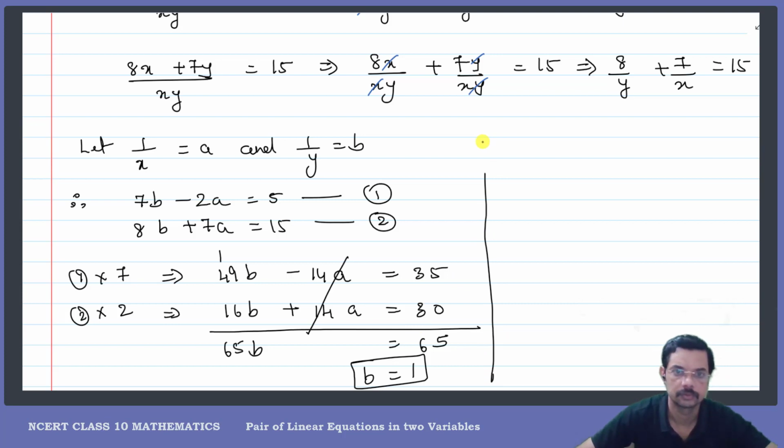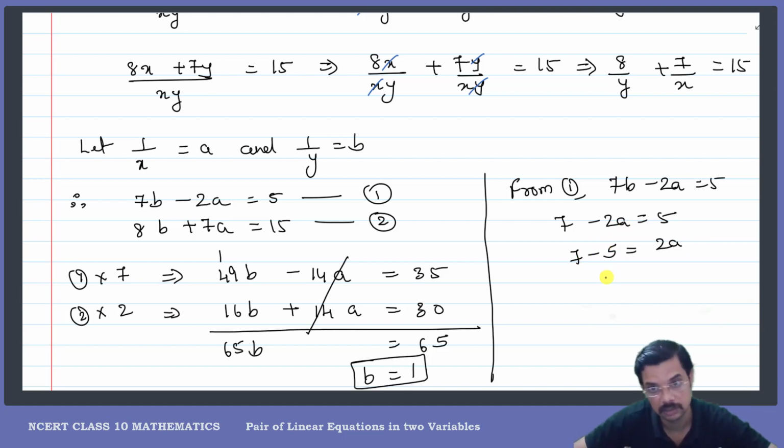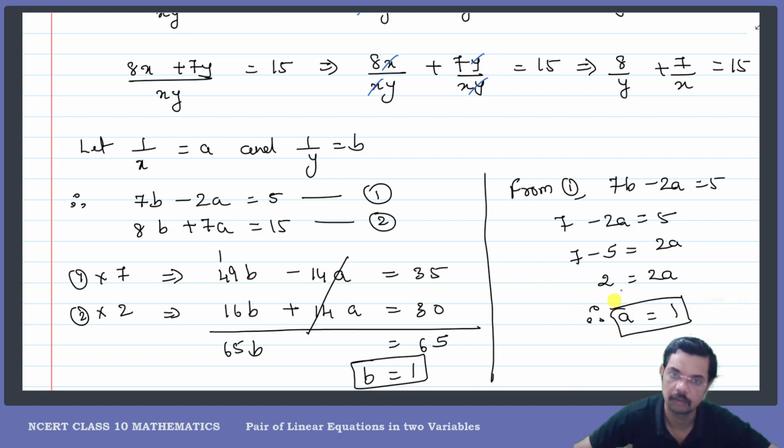Now what is the value of a? Take any one of the equations. Which one? The first one or the second one? Let me take the first one. So from equation 1 we have 7b minus 2a equal to 5. So b equal to 1, so 7 minus 2a equal to 5. So 2a will be equal to 7 minus 5. 7 minus 5 is 2, equal to 2a. So therefore a equal to 1. Correct? a equal to 1.